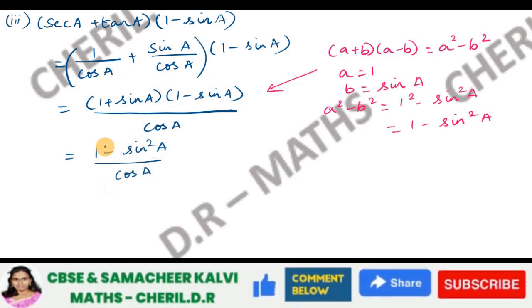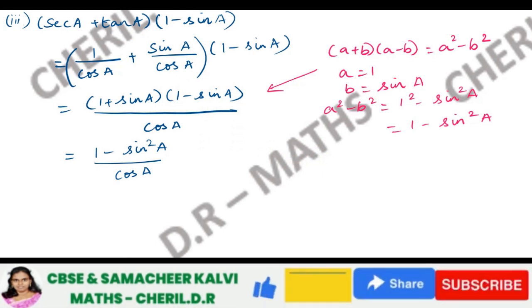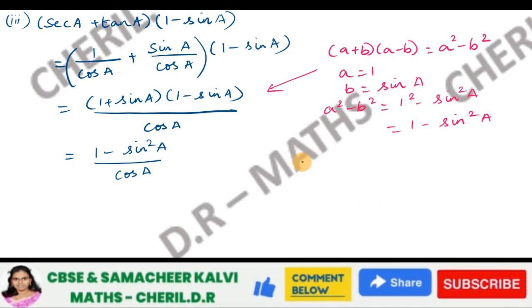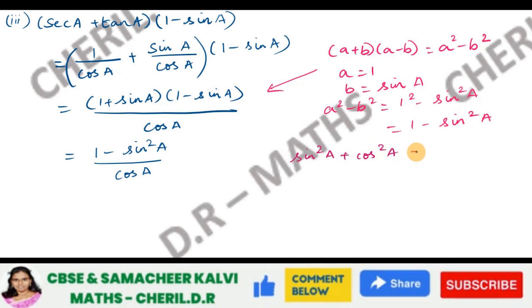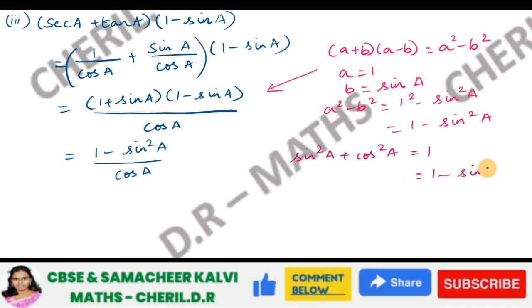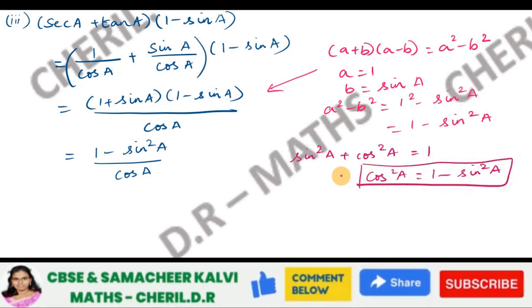What is 1 minus sin square A? We already know the trigonometric identities. I told you need to remember the trigonometric identities. So what is the first identity which we learned? That is sin square A plus cos square A is equal to 1. So if I am going to take the sin square A to the other side, I will get 1 minus sin square A, which will be equal to cos square A. So this is what we are going to use here.